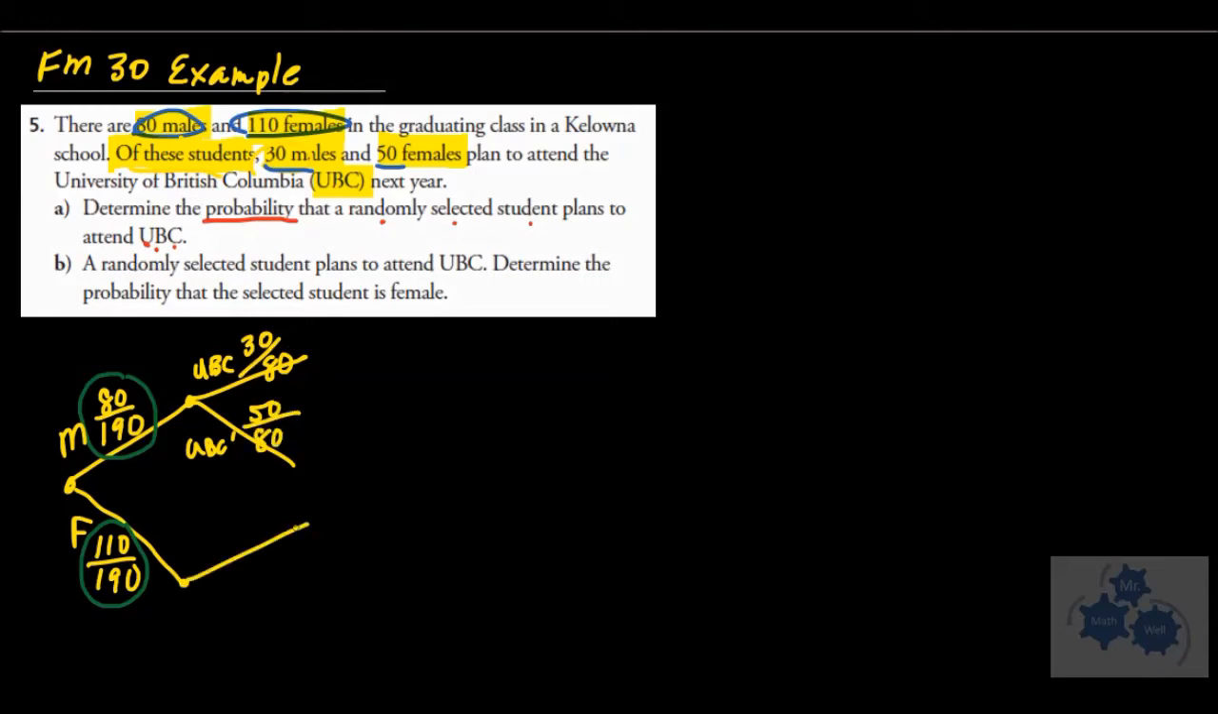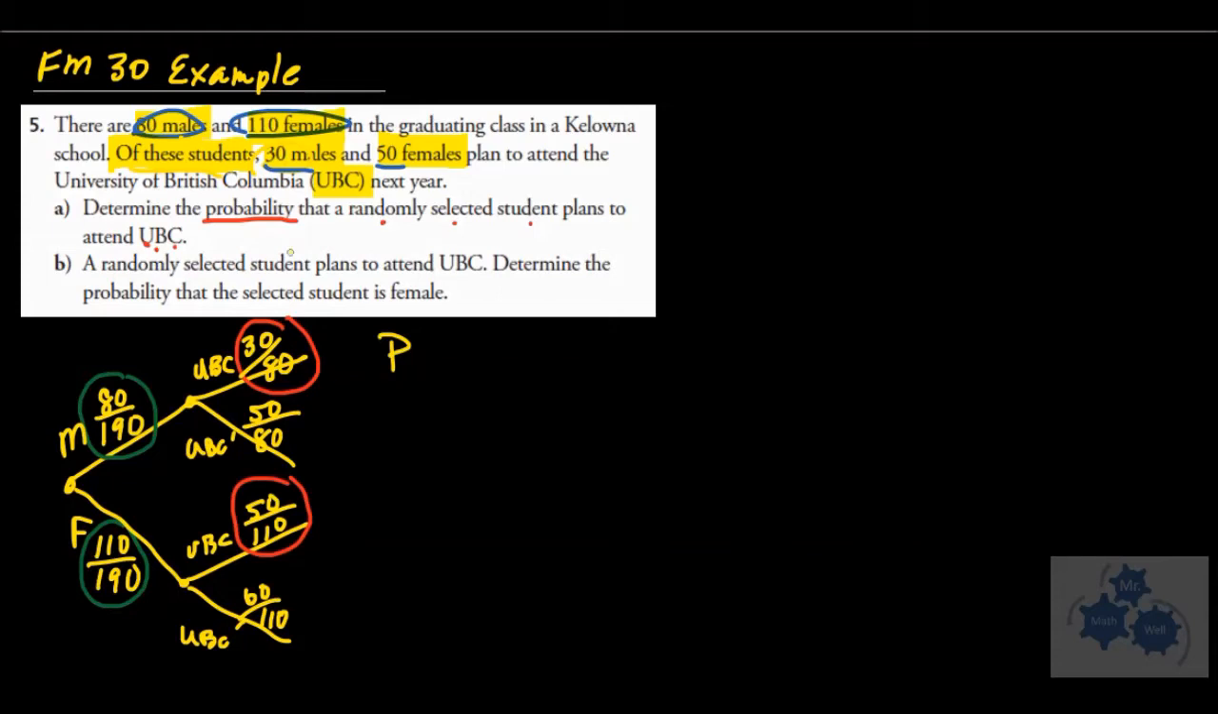And then for females, so UBC and not UBC. For the females, it says that 50 females go, so 50 out of 110. Right, and then there's 60 out of 110 down here. Okay, so I hope you're following so far. If we do the tree diagram, it's pretty easy to identify the levels, and then you can easily also identify the probabilities we're looking for.